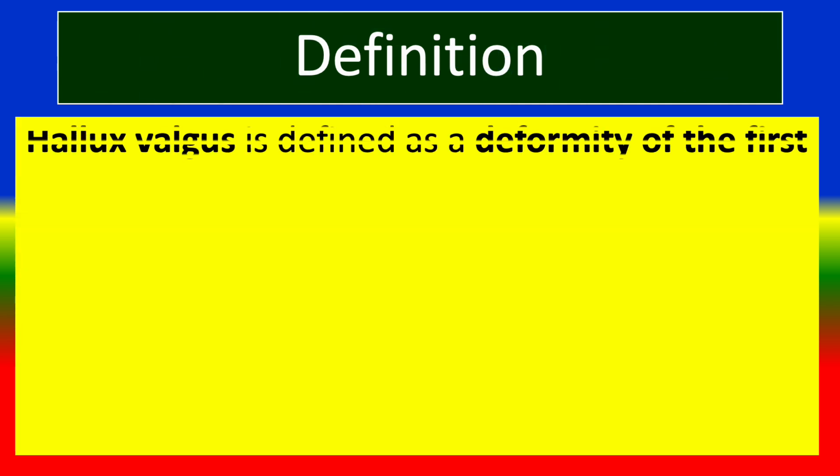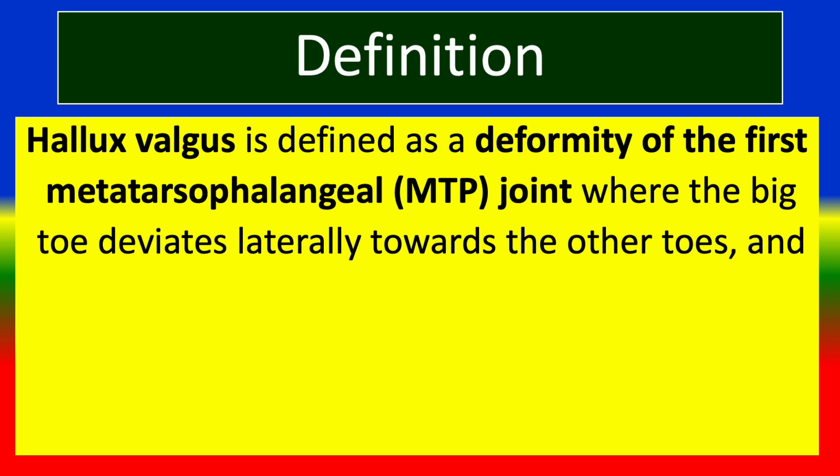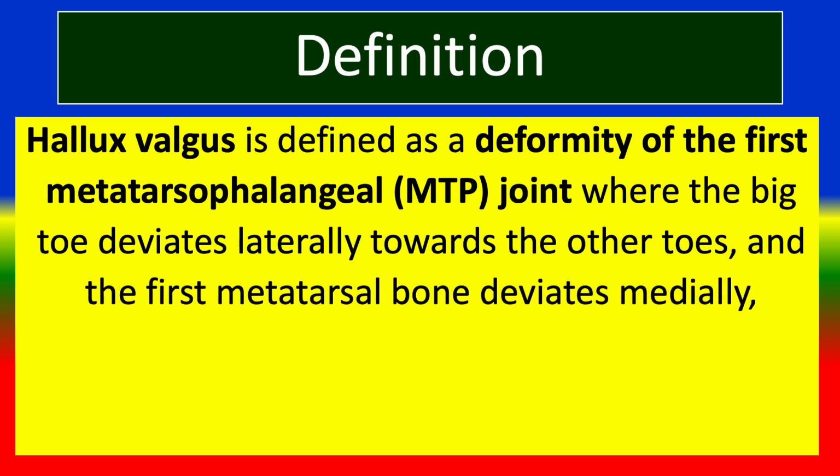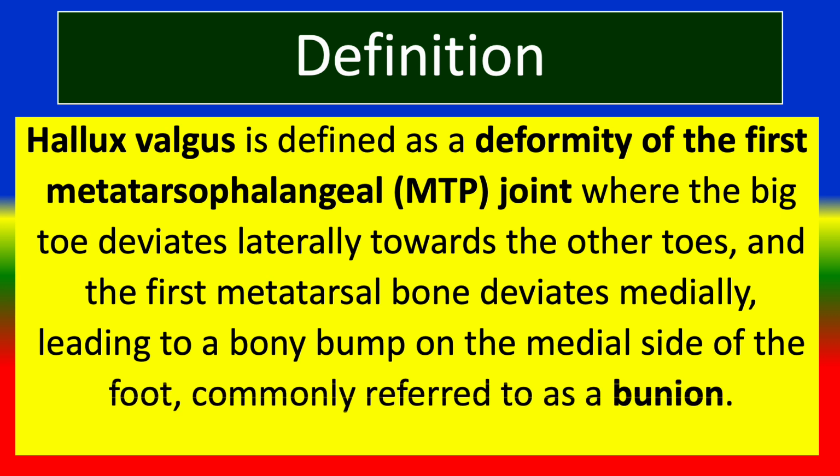Definition. Hallux valgus is defined as a deformity of the first metatarsophalangeal (MTP) joint where the big toe deviates laterally towards the other toes and the first metatarsal bone deviates medially, leading to a bone bump on the medial side of the foot, commonly referred to as a bunion.